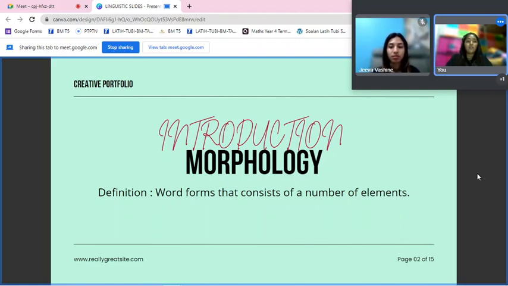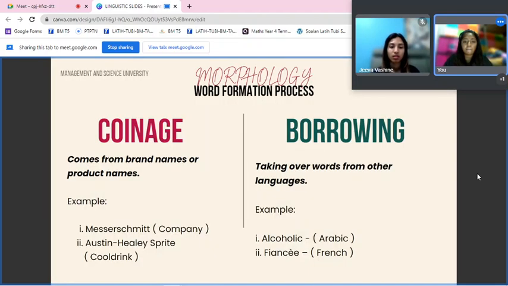Okay, so introduction to morphology. First, morphology is a word that consists of a number of elements. For the explanation on word formation process, Jiva Vashini will be explaining.